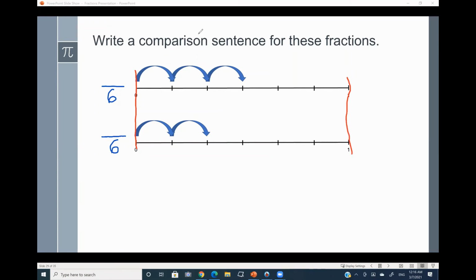My next step is to find the numerator. I'm going to find it by counting how many jumps they did. 1, 2, and 3. So they did 3 jumps out of 6. So the numerator is 3. And the second one is 2 jumps, 1 and 2. So the fraction here is going to be 2/6. The numerator is going to be 2. Now let's finish comparing these fractions.